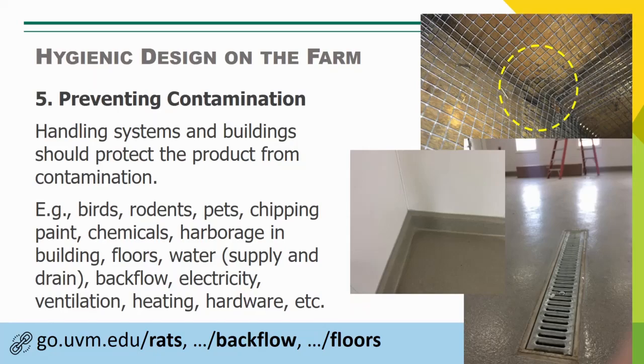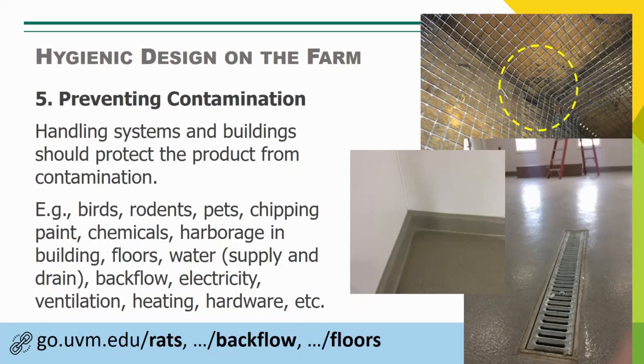Preventing backflow in our water supply, thinking about how we get electricity where we need it. Ventilation of the building, heating, even the hardware we use. Lots to think about here, but let's step into it. In the upper right hand corner is an example of using hardware cloth in the construction of a building to prevent rodent access to the building.